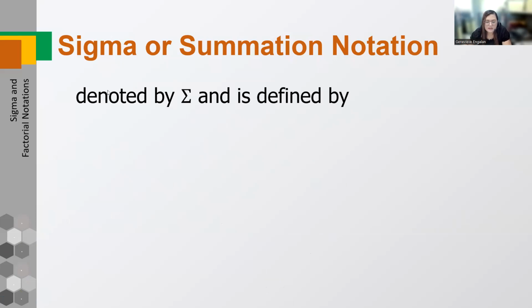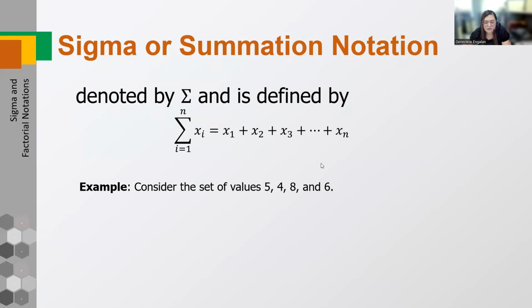The summation, or the sum, is denoted by sigma and is defined as the summation of x sub i as i goes from 1 to n. That means the sum of x sub 1 plus x sub 2 plus x sub 3 up to x sub n. Please consider the set of values 5, 4, 8, and 6. Say we want the summation of x sub i from 1 to 4. So that is x sub 1 plus x sub 2 plus x sub 3 plus x sub 4.